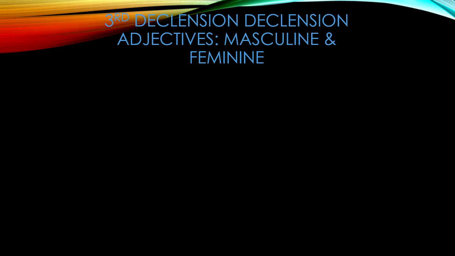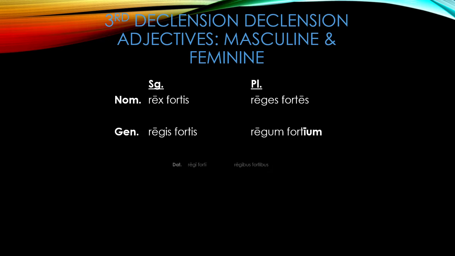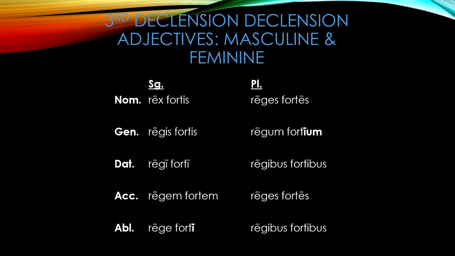However, just like in the first and second declensions, the third declension has adjectives. They decline just like third declension nouns, except one crucial aspect. All third declension adjectives decline just like neuter I-stem nouns, regardless of their gender, except, of course, in the nominative and accusative plural.